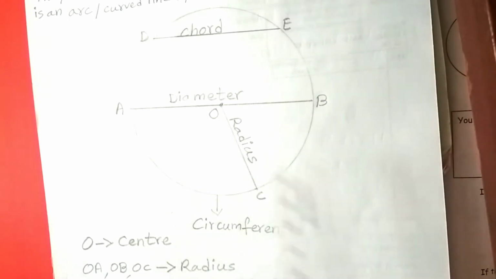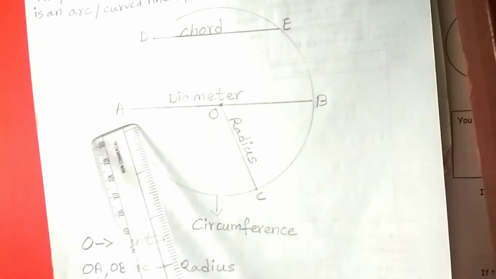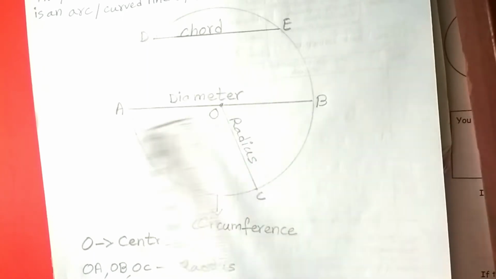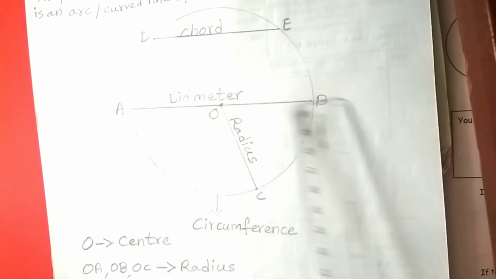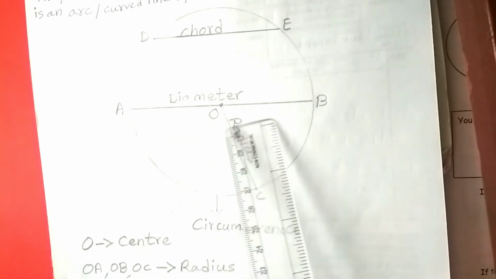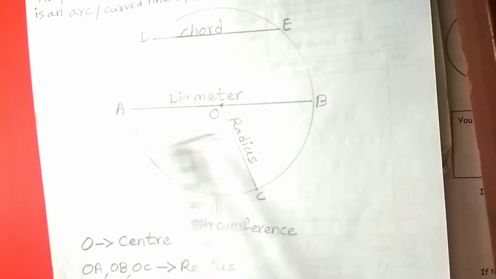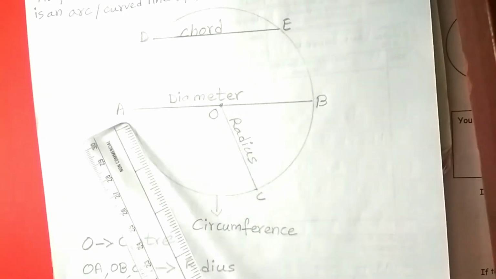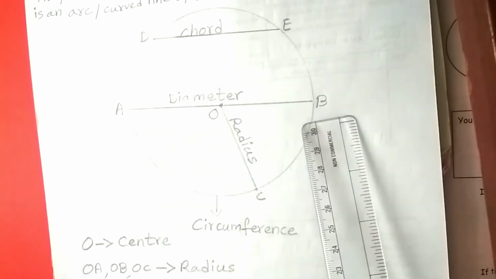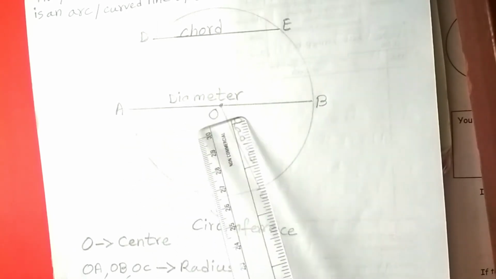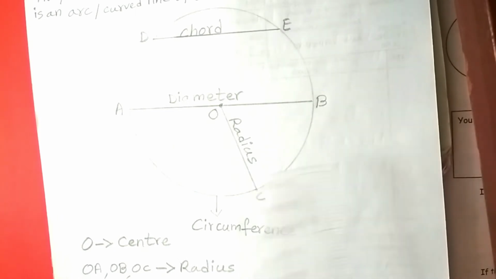Okay, and A to B, this is the biggest, that means the longest chord of the circle. We call it the diameter. A to B is the longest chord of the circle. We call it the diameter.